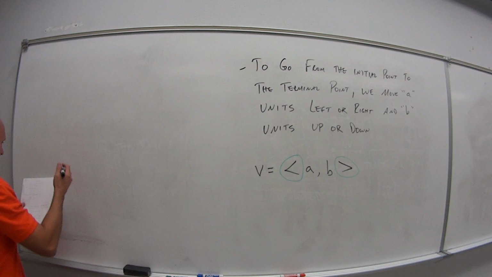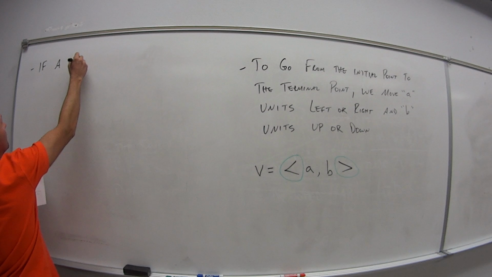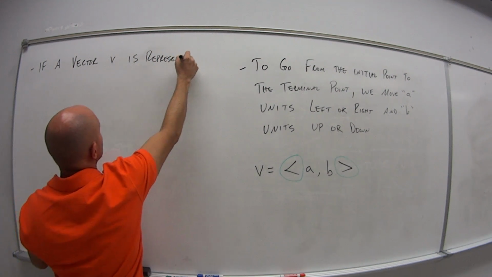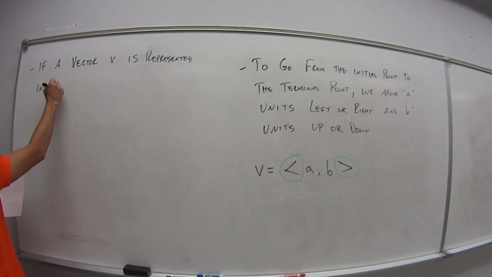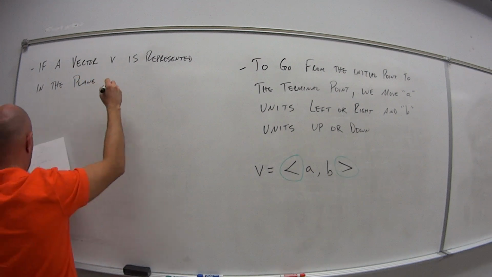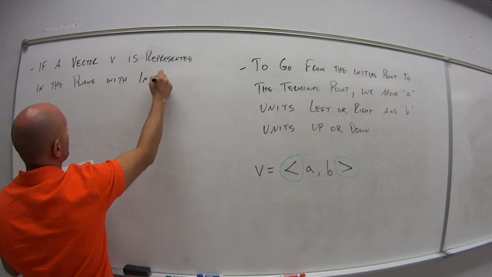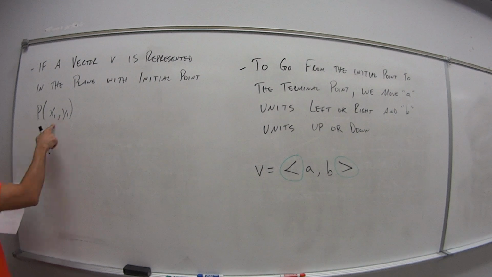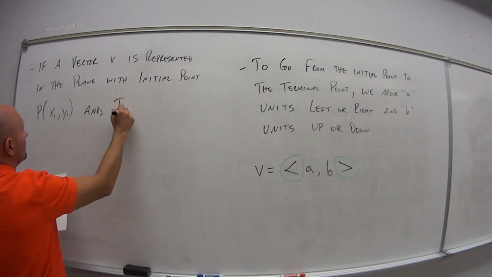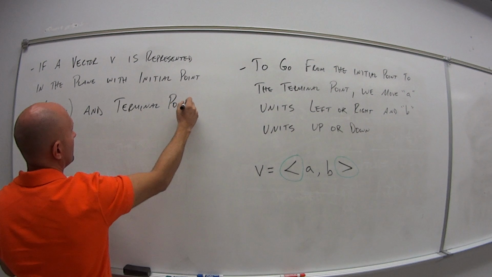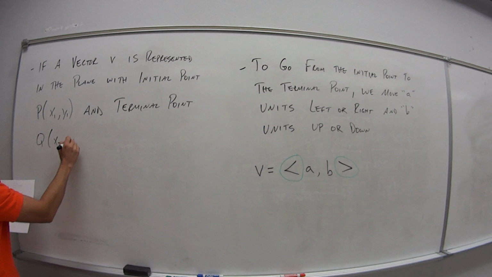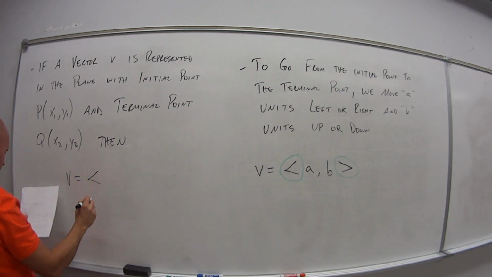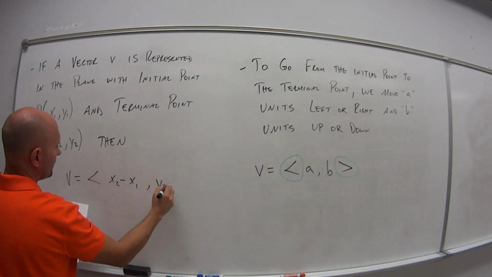Another definition: if a vector V is represented in the plane with initial point P (x1, y1), so this is the point x1, y1, and terminal point Q (x2, y2), then our vector V can be represented as x2 minus x1, y2 minus y1.